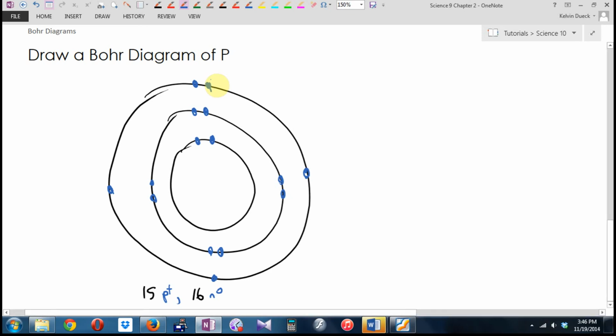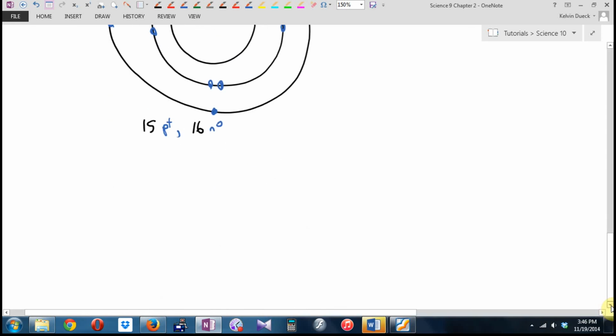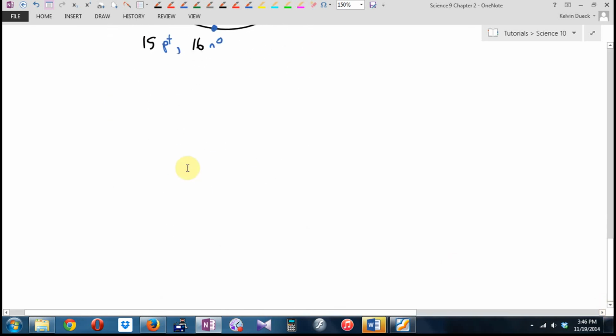But there is a Bohr diagram of phosphorus. What if I was drawing a Bohr diagram? Hey, what's to the right of phosphorus? Sulfur. Add one more electron, change the protons, change the neutrons. So these are Bohr diagrams. Let's try one more, and then we're going to do an ion. Or do you guys want to try an ion right now? Okay, do an ion.